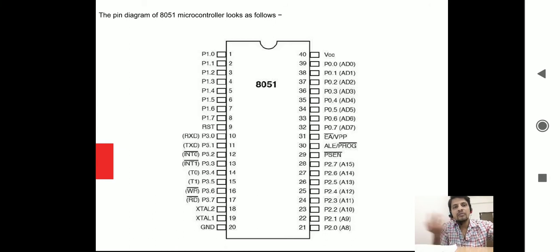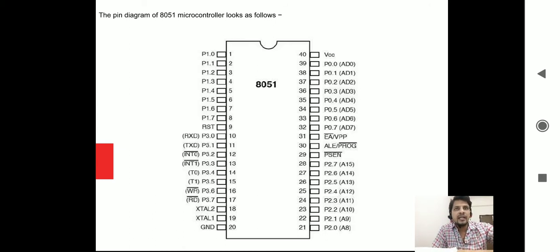These timers are 16 bit. Later we'll discuss the timers in depth; I'm just giving a brief idea about the pin diagram of 8051. Now pins 16 and 17 are used as control signals for read and write. Pin 16 is used for write and pin 17 is used for read.